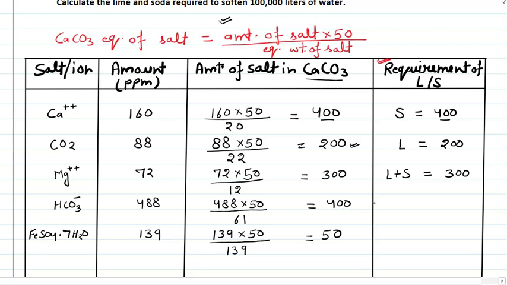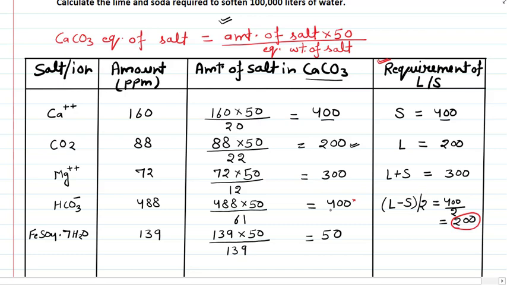Now the next is bicarbonate ion. The requirement of lime and soda for bicarbonate is L minus S by 2. So the amount is 400. We have to divide this amount by 2. So we can say 400 divided by 2 and we will get 200. Now we have to use this 200 in our calculation, not this 400, as our requirement is L minus S by 2.